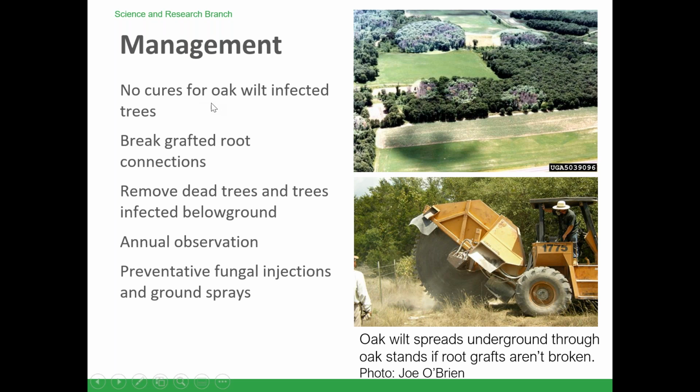There are no chemical cures for oak wilt infected trees. There is a fungicide that can be injected into trees in the US that's available. However, nothing stops oak wilt's infection once it's started in a tree. Those injections are preventative.